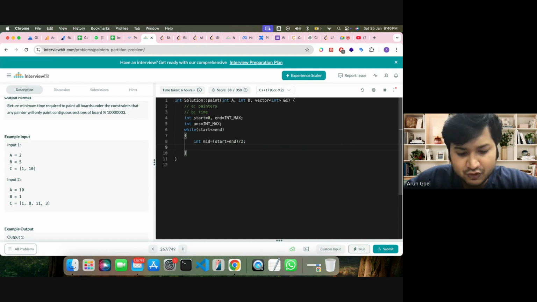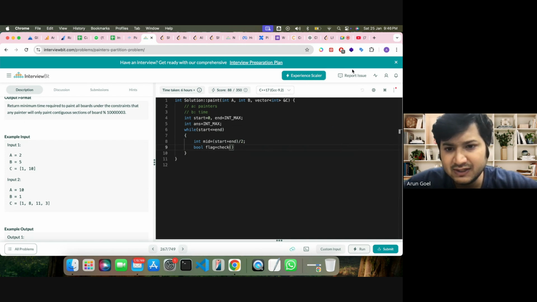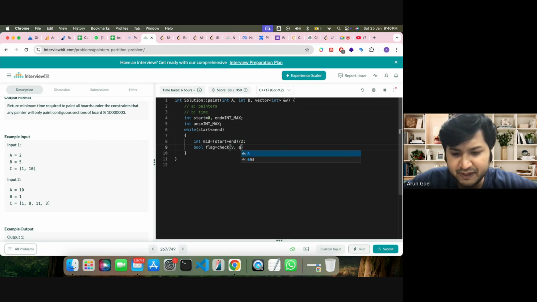इतने time में. So bool flag equals to check. उसमें what do we have to pass in? We have to pass the vector c. इसको v करते हैं. v क्या इतने time में possible है, right? So we have to pass in painters also. So painters is a number of painters. They take b amount of time and the total time given is mid.